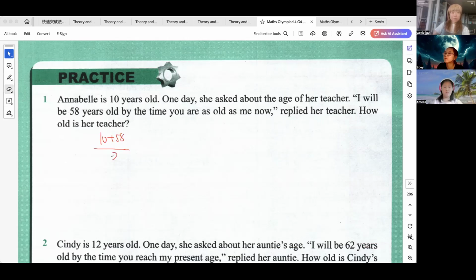58 divided by 2, right? So 68 divided by 2 equals 34. Did you get this? So 10, 34, and 34, 58. So the difference between these two people stays at 24 years. It's always like that. Did you get this question right? Both of you? Should be very quick, right?